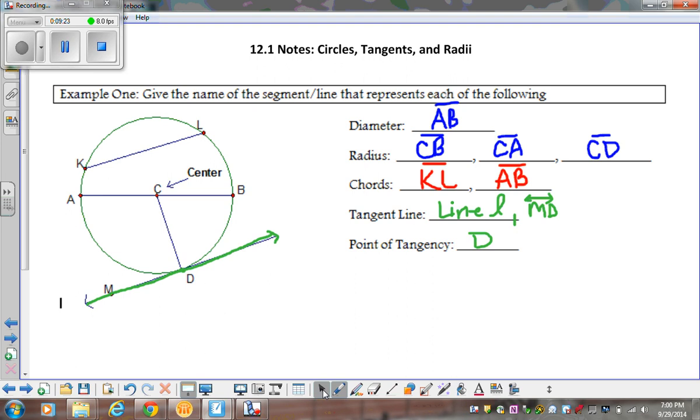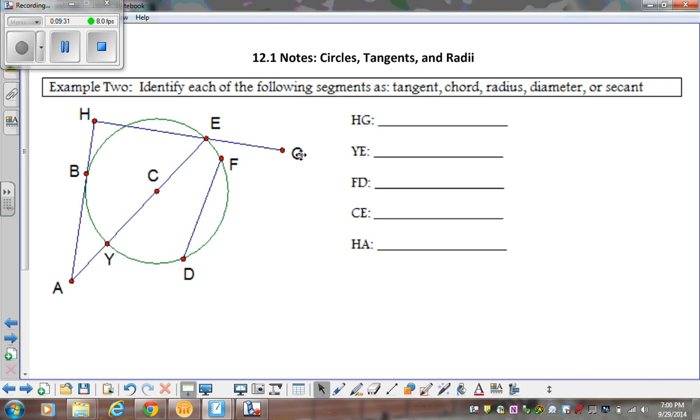So those are just some basic practices looking at some basic characteristics of a circle and some of the pieces inside the circle. So what I want you guys to do now is take about a minute or so and go through and see if you can identify what type of pieces these are. So take a quick second and do that.